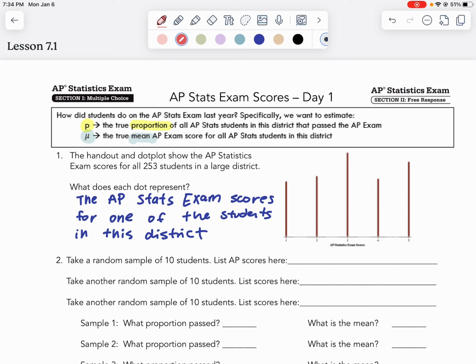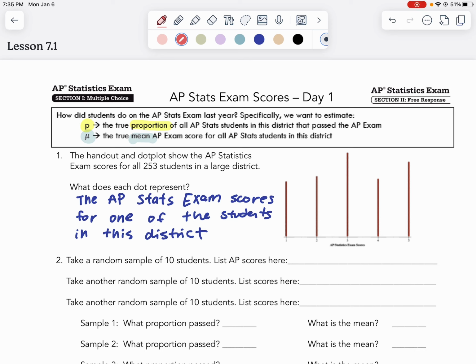So first, I have a handout, but I've already taken my samples for this video, so I'm not going to go back and forth between it, but there is a handout, I think we'll use it in tomorrow's lesson, of the exam scores for all of the 253 students in a large school district. And the dot plot here shows the data in a distribution rather than on a handout, but the handout is helpful for picking our random sample.